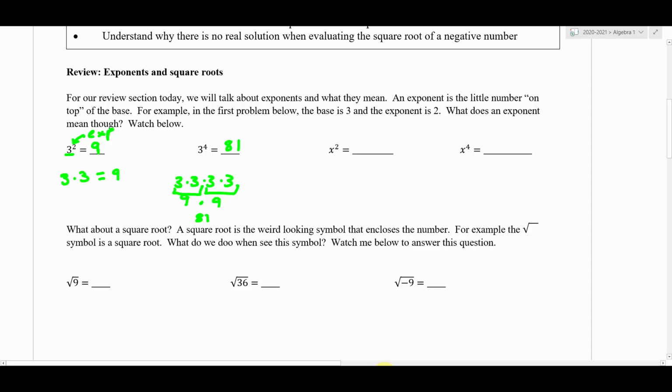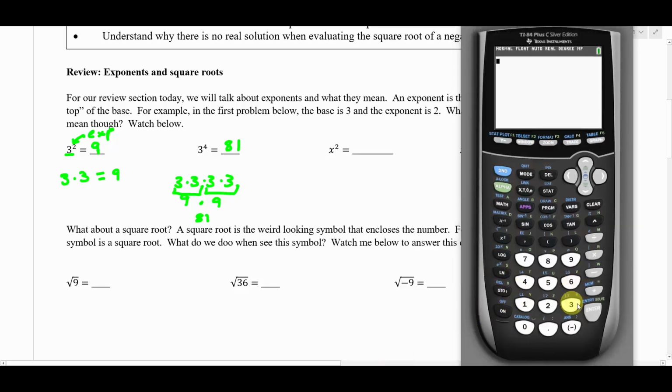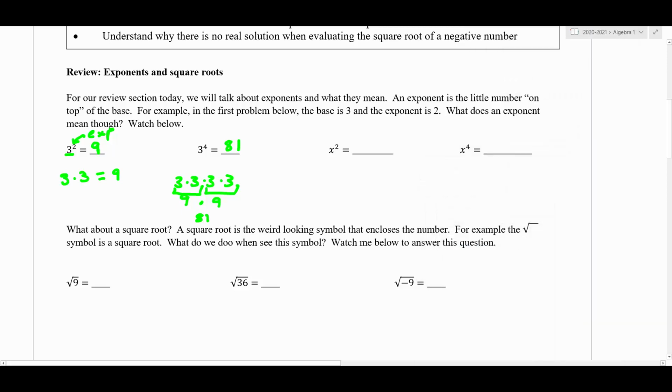We could also do that in our calculator, so I'll pull up my calculator here. If I want to do 3 to the 4th power, I hit 3, and then over here on my calculator there's a little caret key. If you hit that, it'll bring up the little exponent box, and you can enter whatever exponent you like. I'm going to enter a 4, and 3 to the 4th power is indeed 81. So you can always use your calculator to help you out with exponents.